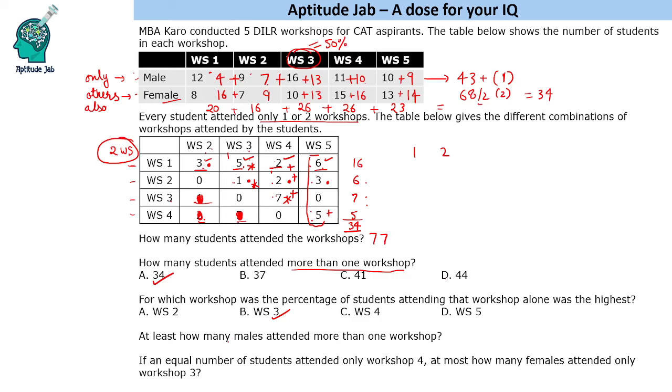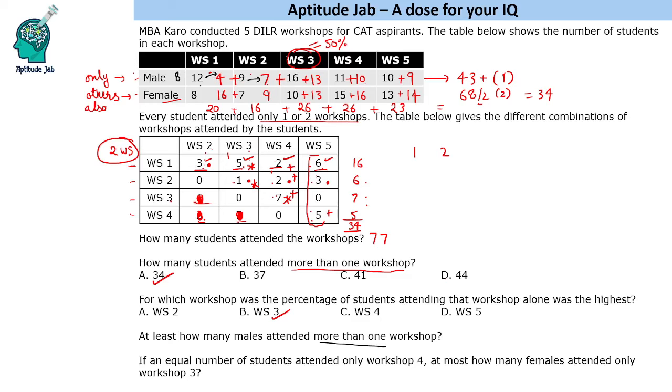At least how many males attended more than one workshop? Okay, so now this is only one workshop, this is others also. So we will count at least how many men will attend more than one workshop. So in this there are 12 male people, and four people have attended only one workshop. We have to find the minimum for more than one.